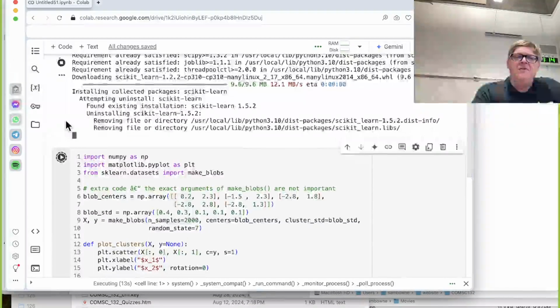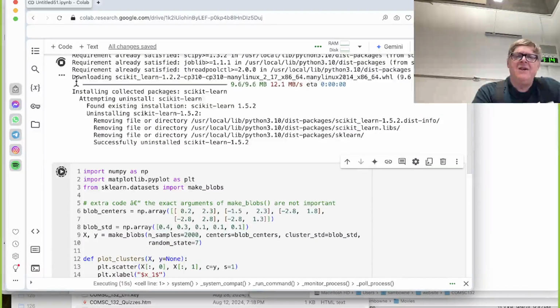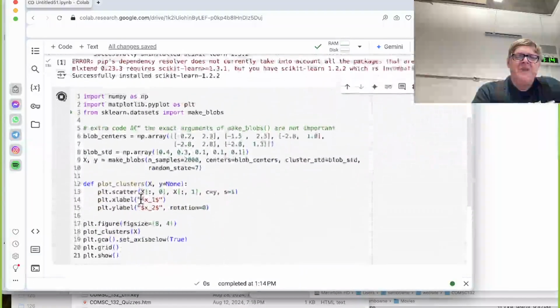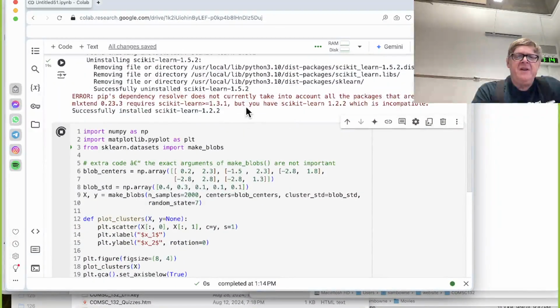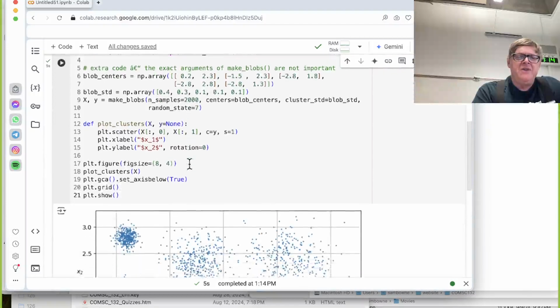Oops, I probably shouldn't have. I guess it's smart enough not to run this one until that one runs. We're going to see. Pip's dependency does not take into account, well, let's see. That's good. There we are.